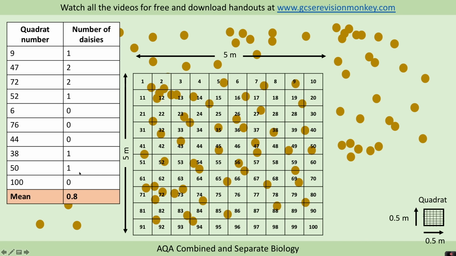And we're going to then calculate a mean number of daisies per quadrat. And because we're going to use this number again in a minute in a calculation, I'm just going to leave it as a decimal rather than rounding it as I would do normally with a mean. So we've got a mean number of daisies per quadrat, and now we need to use this to estimate the number of daisies in the whole school field.